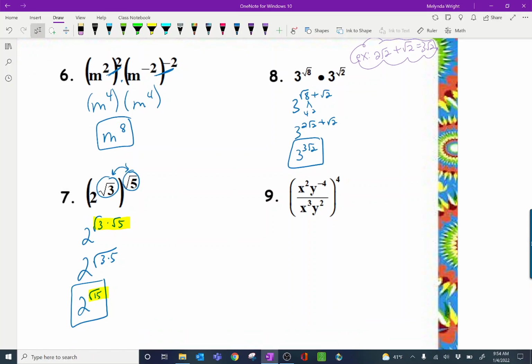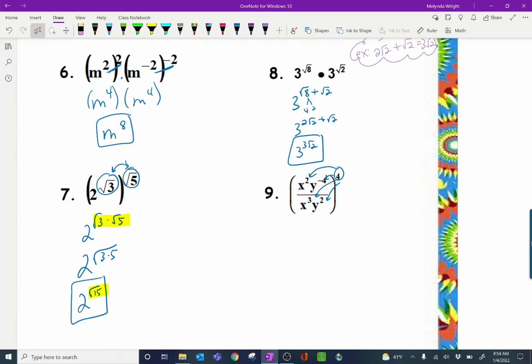All right, our last one. Oh, goodness, look at that. I've got power to power all over the place, right? I'm going to do all my power to powers first so I can get rid of the outside parenthesis, and then I'll start working on the inside. So, okay, here we go. x squared to the 4th would be x to the 8th. y to the negative 4th to the 4th would be y to the negative 16th. Then I have x cubed to the 4th would be x to the 12th. And y squared to the 4th would be y to the 8th?